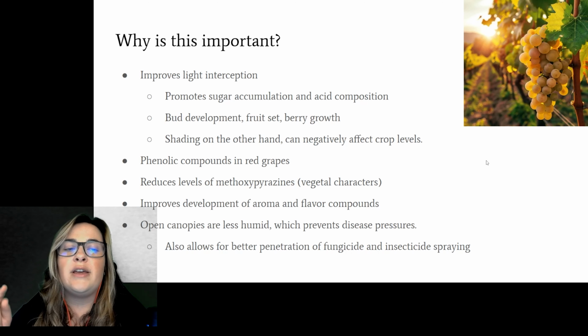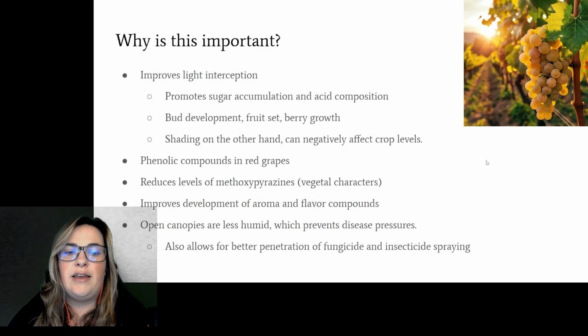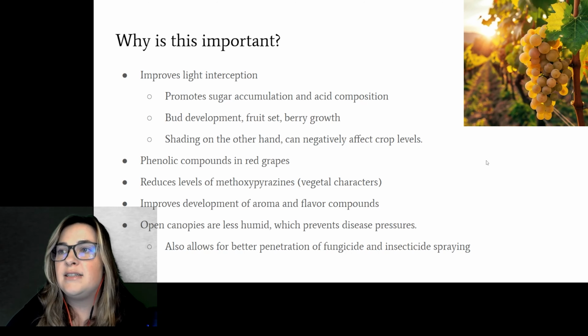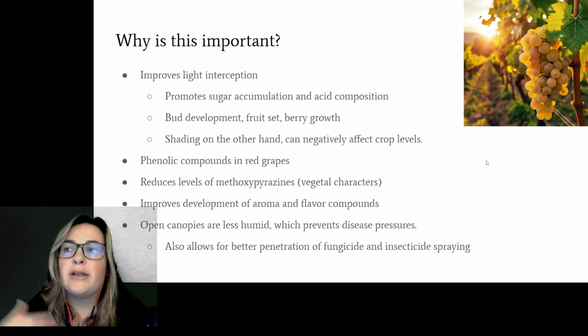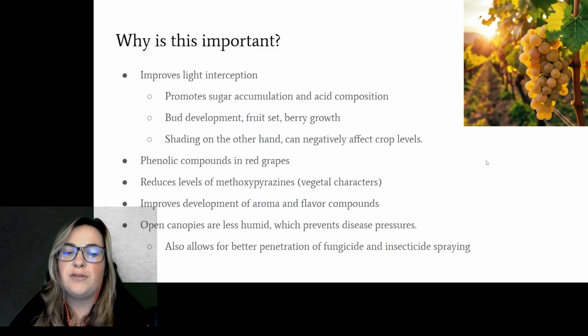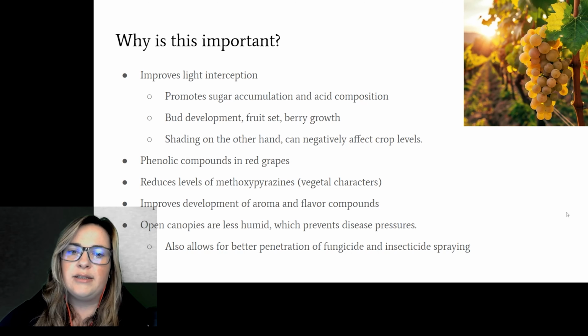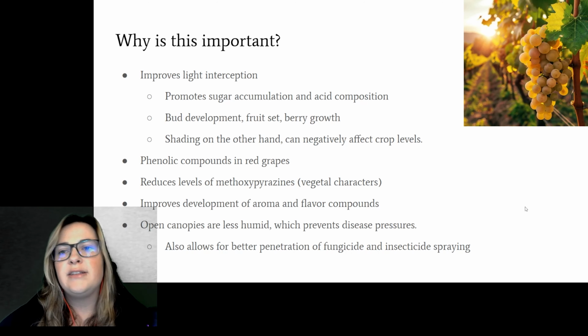It can also help improve the development of aroma and flavor compounds. And then open canopies are generally less humid, which prevents disease pressures. There's also better penetration of any applications that you're using, foliar applications, whether it's a fungicide or insecticide, and that's also going to help. So just numerous benefits to why you should manage your canopies and how it relates to the health of your vine.